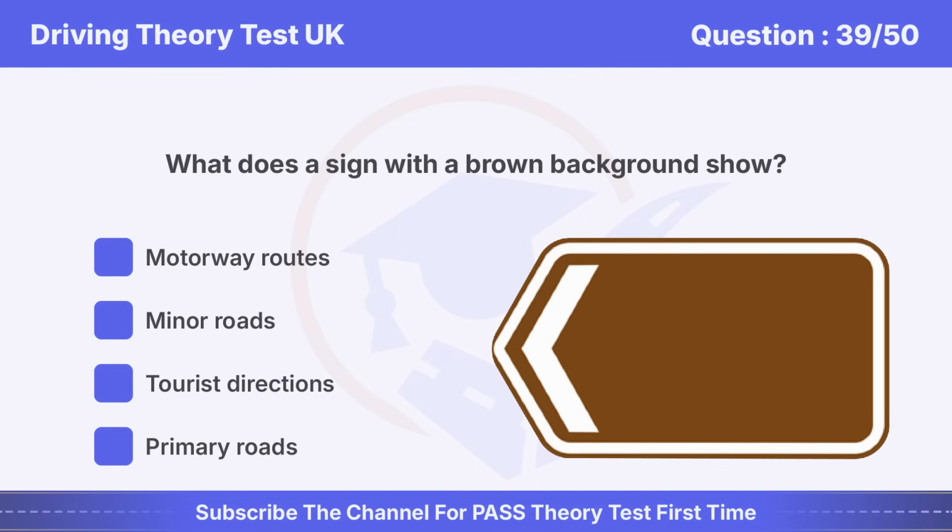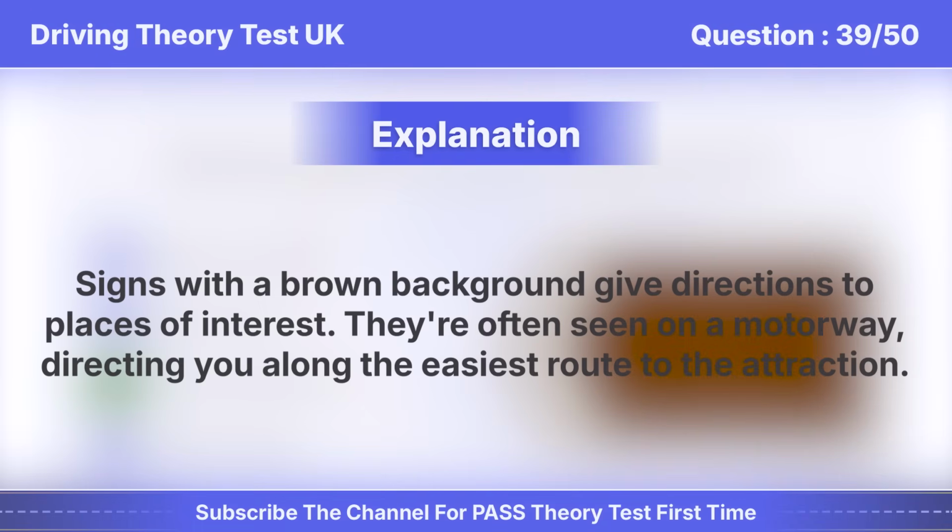Question 39. What does a sign with a brown background show? Answer is C. Tourist directions. Signs with a brown background give directions to places of interest. They're often seen on a motorway, directing you along the easiest route to the attraction.